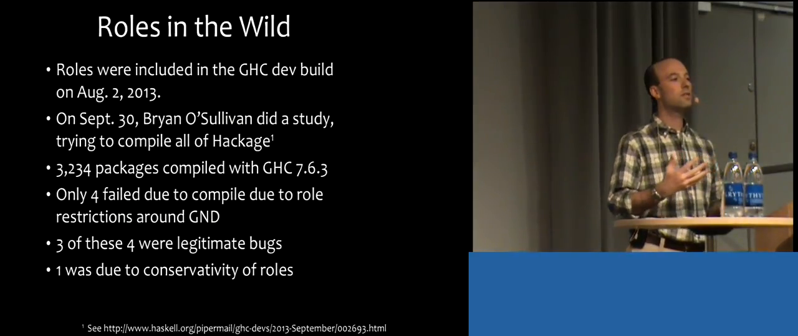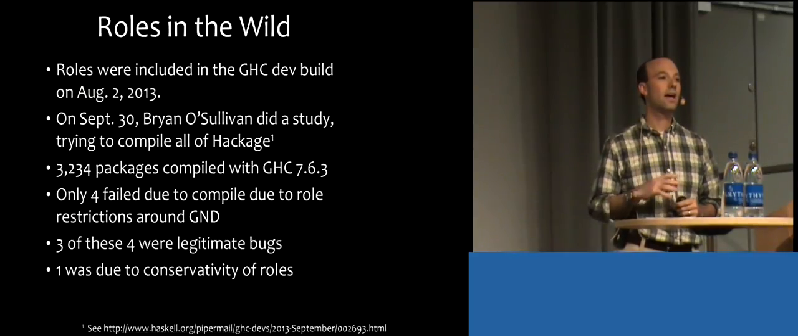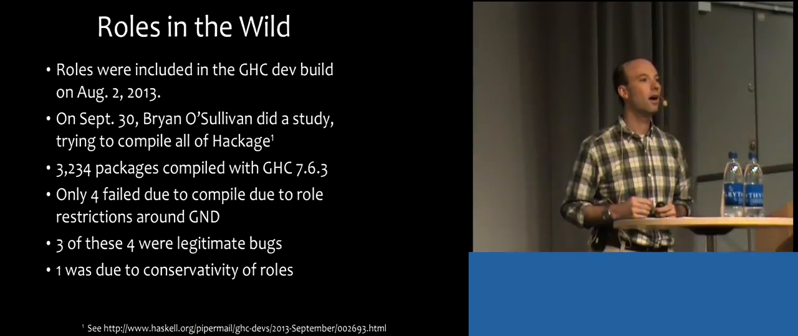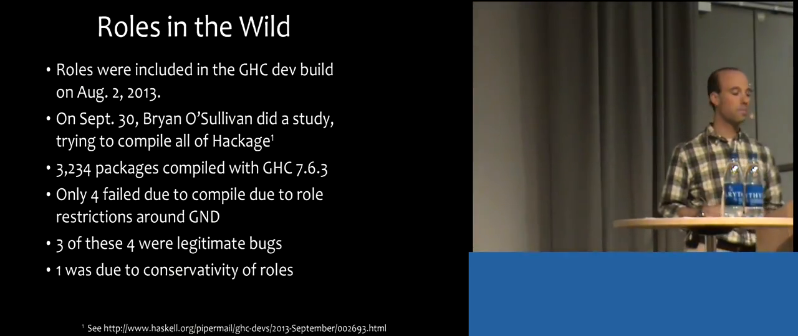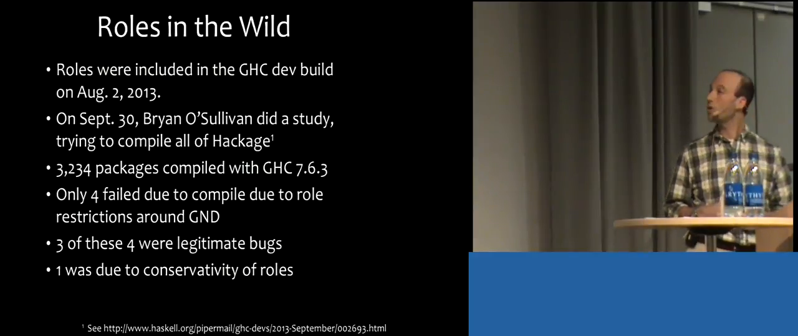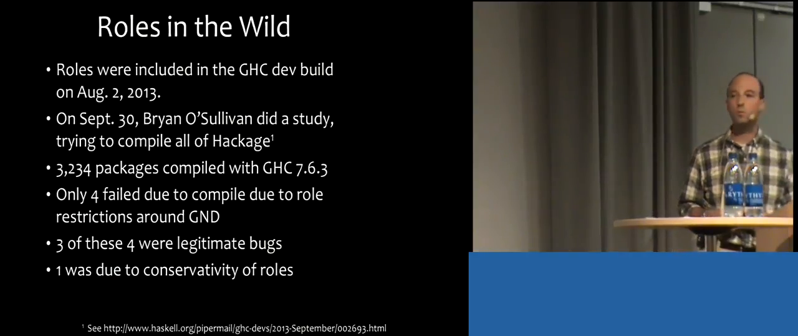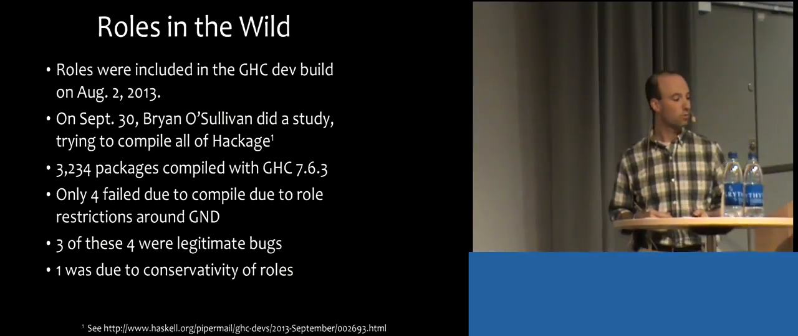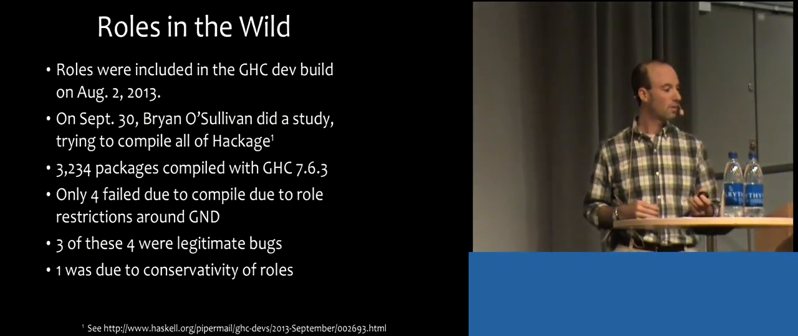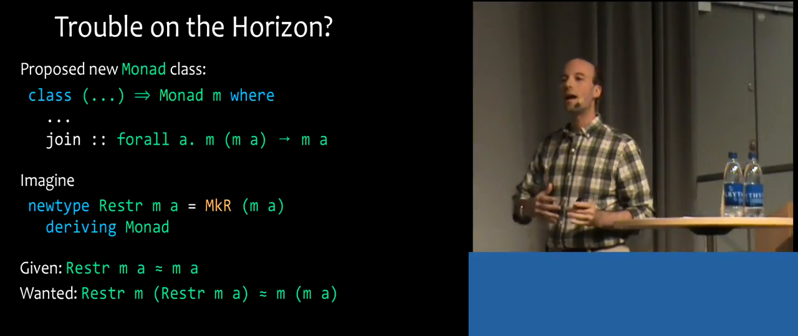Maybe there was an unstated assumption that all type families, say, had to respect representational equality. And so the bugs didn't necessarily trigger, but could have with a bad type instance. Only one package failed to compile due to the conservativity of roles. And so I think of that as a pretty good result, especially considering no one actually depends on that package. There are no reverse dependencies for that particular one. So that's the study looking in the past.